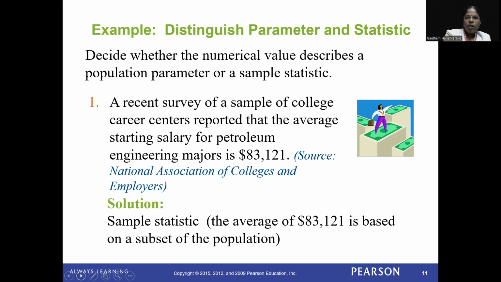Why? Because the average salary of $83,121 is based on a subset of the population, not the whole population. So this numerical value is based on a subset. It is a numerical value of a sample. That's why this example gives the sample statistic.